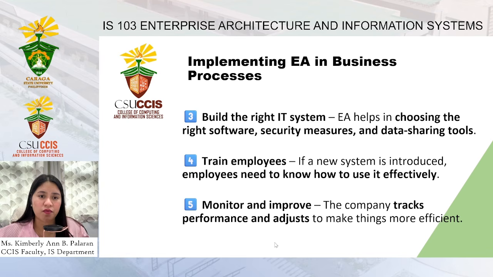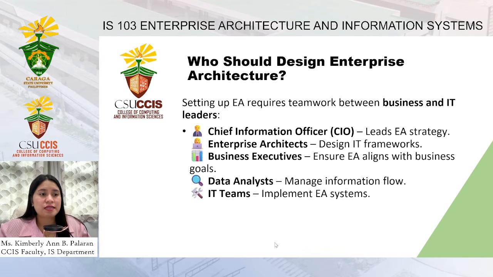Once you have improved. So, finally, who should design the enterprise architecture? Setting up EA requires teamwork between business and IT leaders. We have here the lead EA strategist or the CIO, the Chief Information Officer. Designing IT frameworks is the job of enterprise architects. So that is what enterprise architects are called. The business executive ensures EA aligns with business goals. The data analyst manages information flow. And the IT teams implement the EA system.